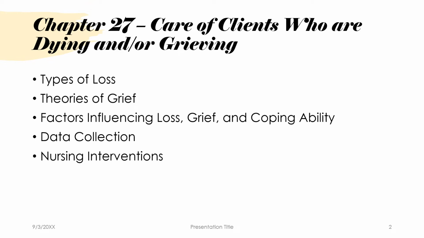There's maturational loss. This is a loss typically expected due to the developmental processes of life. And there's a situational loss. This is unanticipated loss that is caused by an external event.